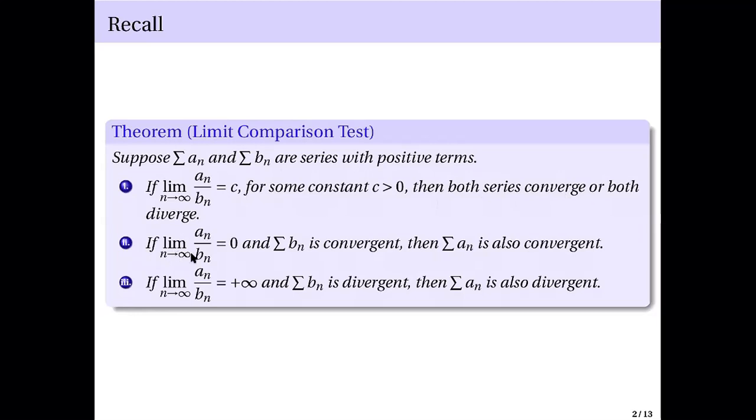Now, if the limit of AN over BN is equal to 0 and the series BN is convergent, okay, then the series AN is also convergent. And the third case is if the limit of AN over BN as n approaches infinity is positive infinity, okay, and the series BN is divergent, then the series AN is also divergent.